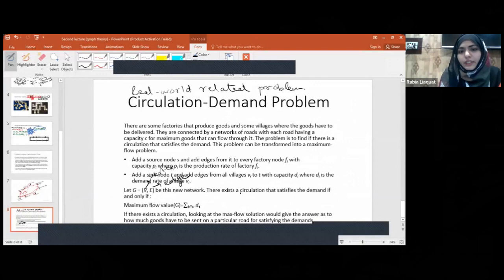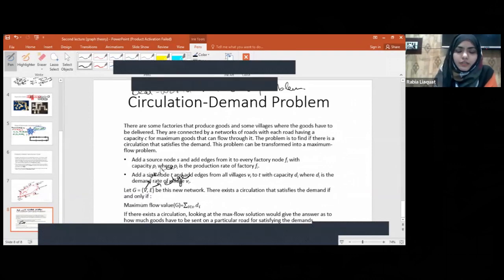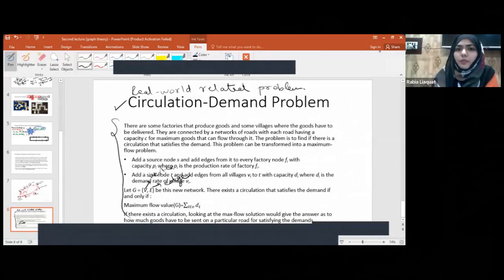With this new network, there exists a circulation that satisfies the demand if and only if the maximum flow value G equals the summation over i belonging to V of d_i. If there exists a circulation, looking at the maximum flow solution would give the answer as to how much goods have to be sent on a particular road for satisfying the demands. Let me do a problem related to this one. This is the scenario of the problem.